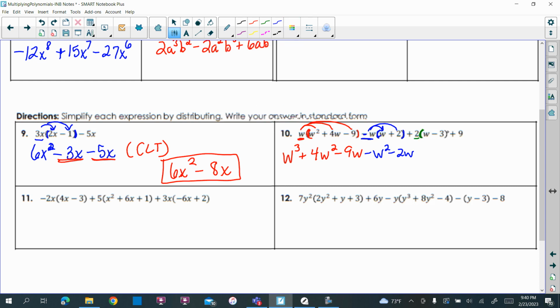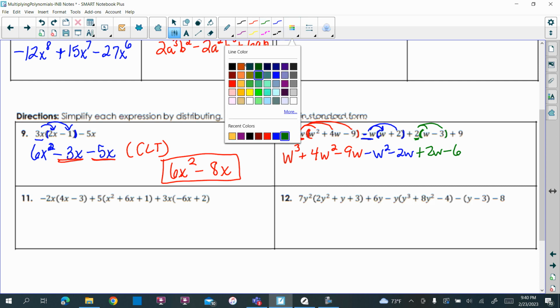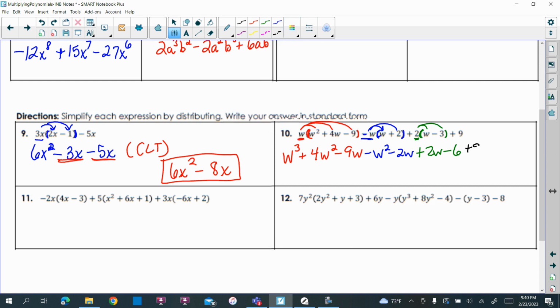Then I go to the next grouping I have here. This set of parentheses, we have the 2 binomial that we're going to distribute. So this is going to be plus 2w minus 6. And then we have at the end this plus 9. So now what we're doing is we're combining like terms, but they want us in standard form. So we have to start with the highest exponent. Our highest exponent, sorry, is here, the 3. And there's no other w's to the 3rd power, w cubed. So we're starting off with that.